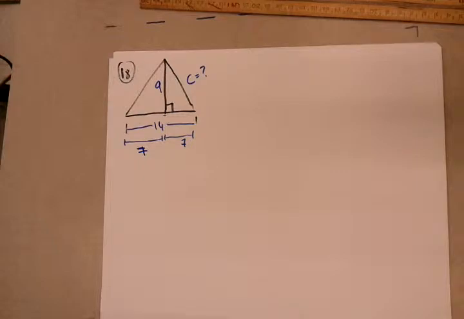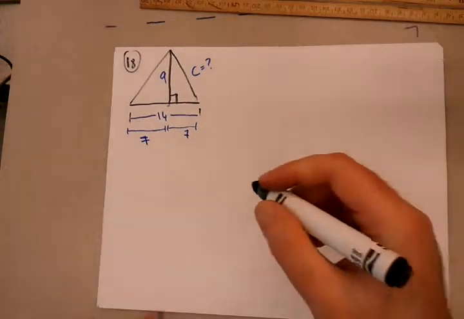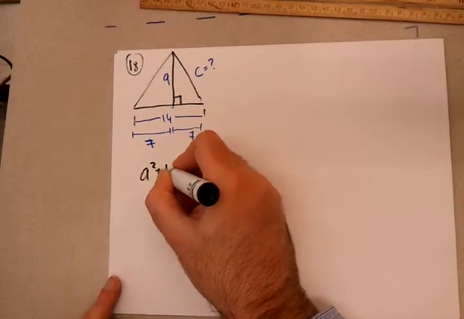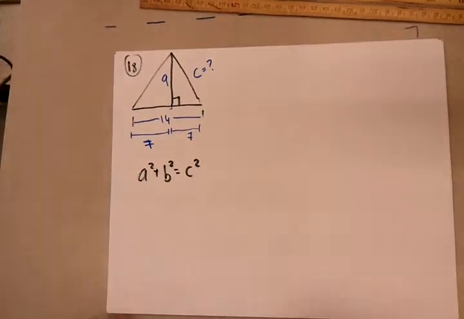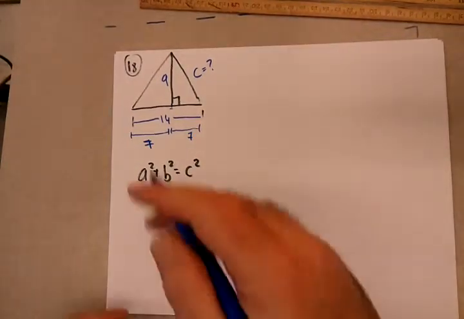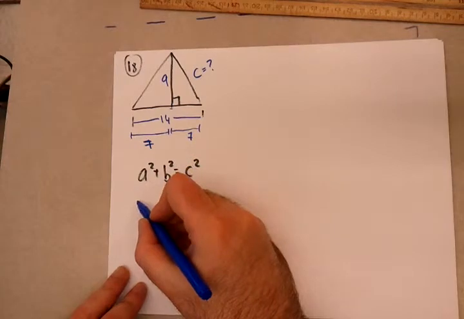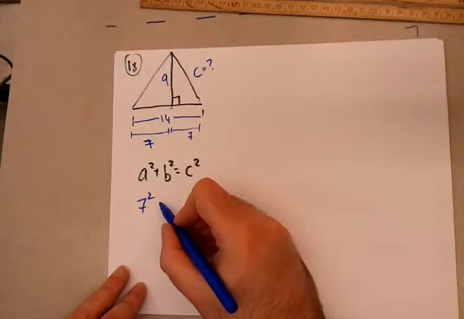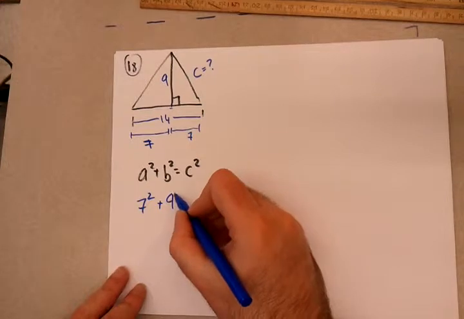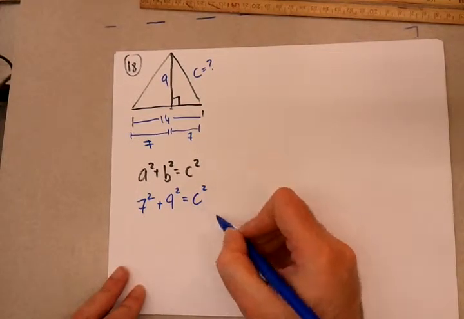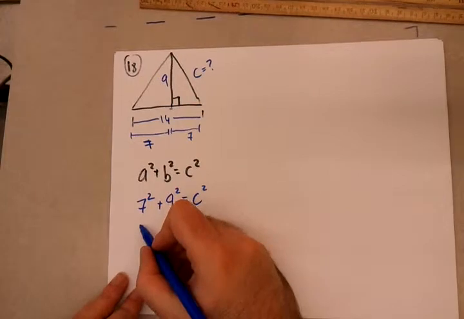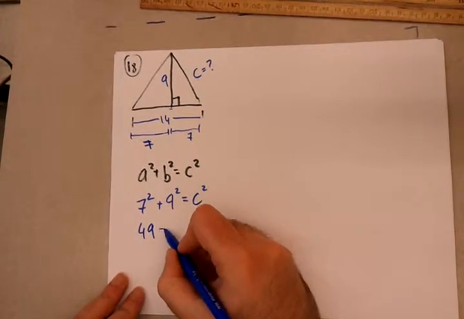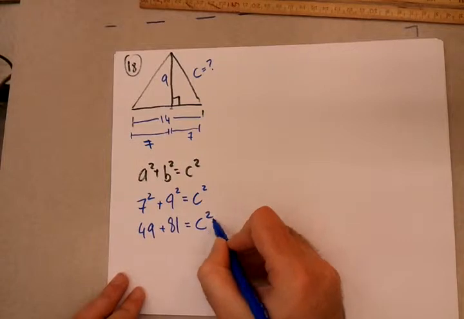So then you're going to find the missing side, the c. They said x, but the x is indeed the hypotenuse. So the Pythagorean theorem is a squared plus b squared equals c squared. Plug in what you know. You know that one of the shorter sides is 7 squared. The other short side is 9 squared, and we don't know what the longest side is. 7 squared is 49. 9 squared, that's 81, equals c squared.